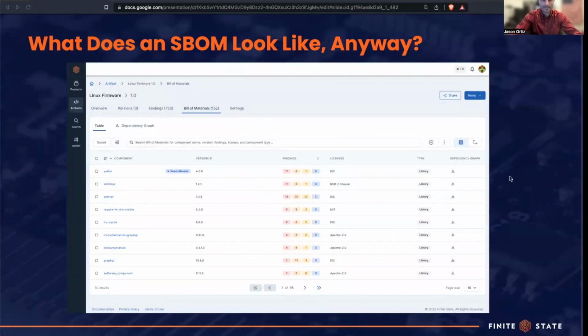It's not the end of the story yet, and we'll get there in a minute. So what does it actually look like? What's an SBOM look like? For the most part, it looks like a list of software components that are in your particular product.